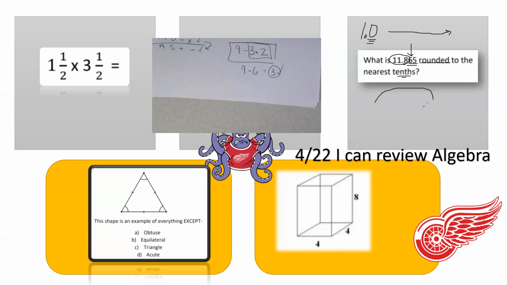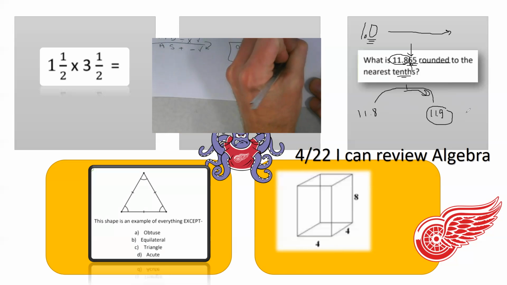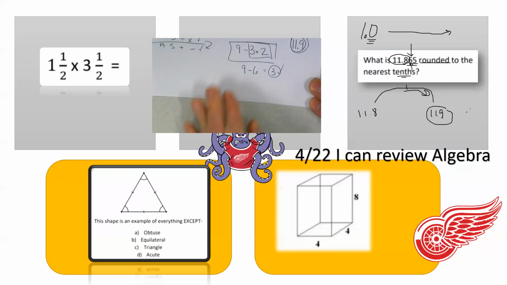It's somewhere between 11.8 and 11.9. And the way you can tell where it falls is the hundredths place, the place next to it. Since it's a 6, that means it's on this side of the exact middle. Therefore, it's closer to getting rounded up. So we rounded up to 11.9. Okay, so C is 11.9.